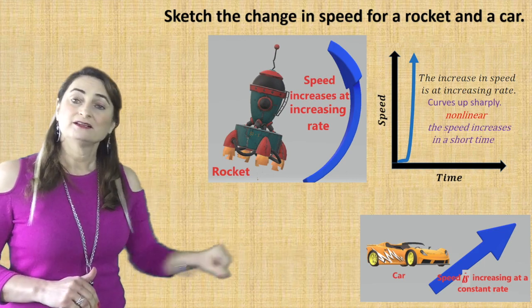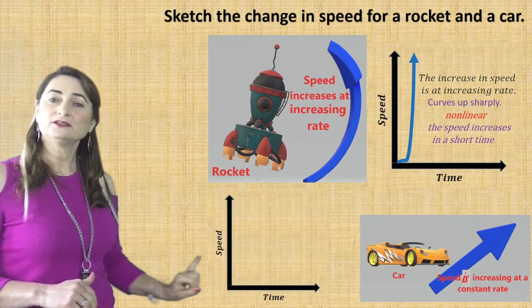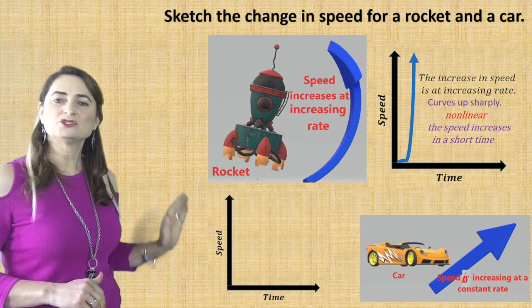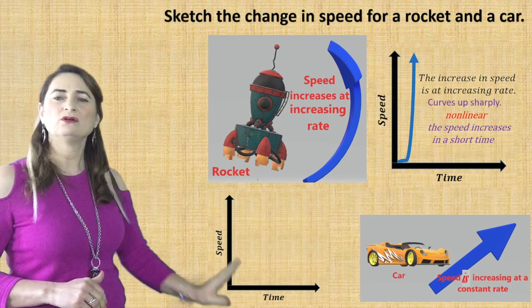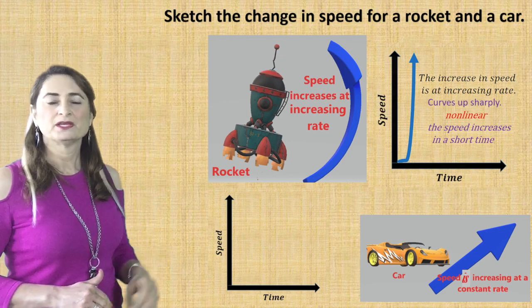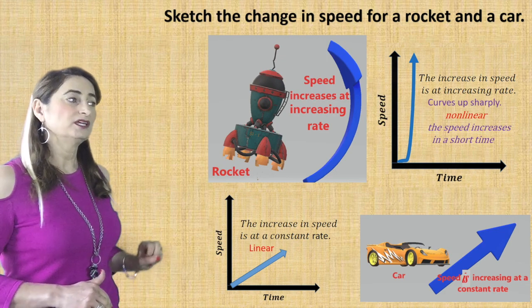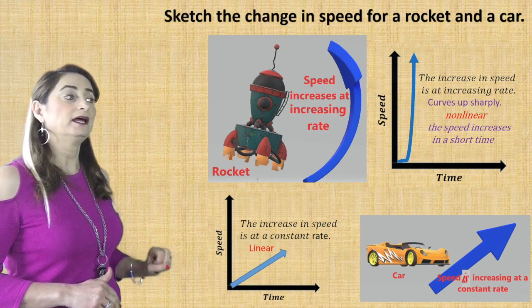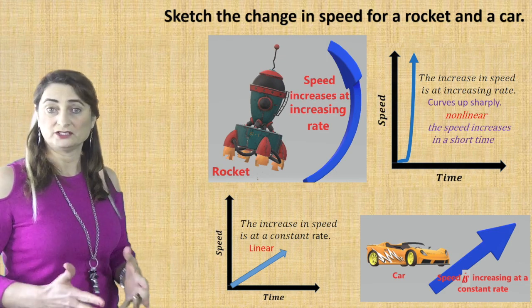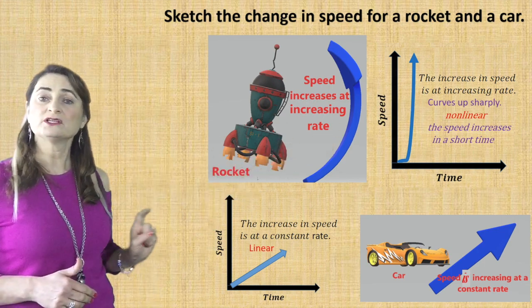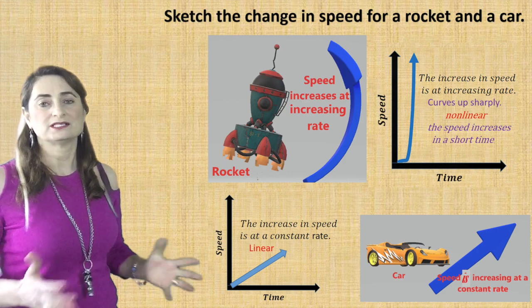On the other hand, the car, I still need the coordinate plane where X is the time and the Y is the speed. So what's happening to the speed over time for the car? The car has a constant rate. So the increase in speed is at a constant rate, which means it's linear. So watch the difference between increasing rate when it curves or constant rate when it's linear.